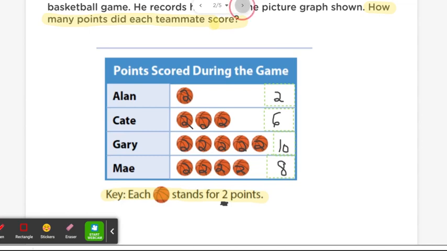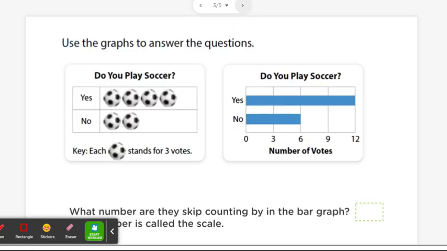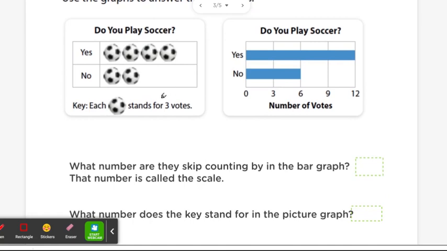All right, let's go to page 3. All right, so page 3, use the graphs to answer the questions. This one is a picture graph. This one is a bar graph because it has the bars, but both of them display the same information or the same data. And the first question right here is, what number are they skip counting by in the bar graph? And so basically all they have to do is, how do I get from 0 to 3? Well, I have to add 3 numbers.